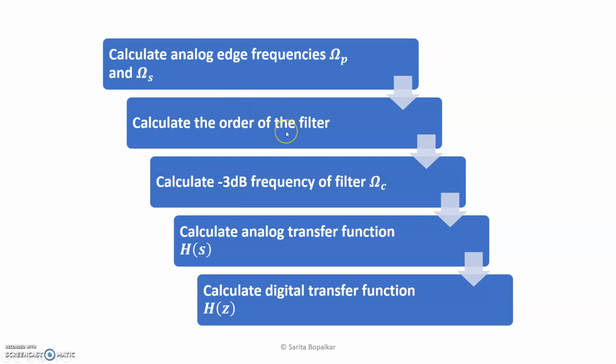Then calculate the order of the filter. Calculate the minus 3 dB cutoff frequency, Ohm C. Then we'll calculate the transfer function of the analog filter H of S. And that analog filter transfer function will be converted to the digital filter transfer function H of Z using BLT.